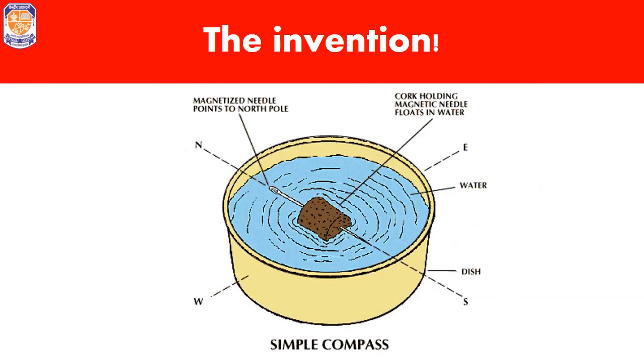Soon after the discovery of magnetite, a simple compass was invented. This was done by placing a magnetic needle in a cork, and this cork was made to float in water. After a few minutes of observation, this magnetic needle always pointed towards the pole star. The pole star is present at the North Pole. So this always helped in determining the correct direction. This is how the ancient compass was invented.